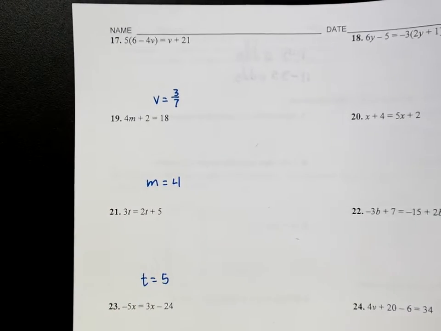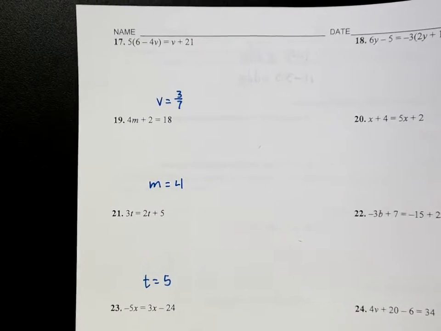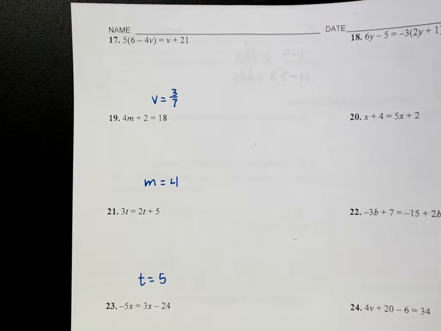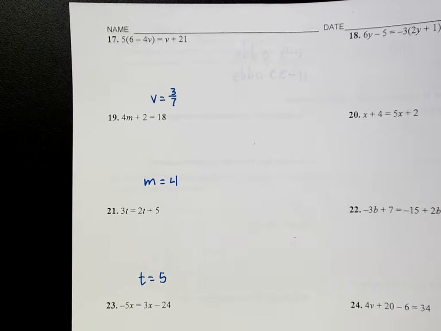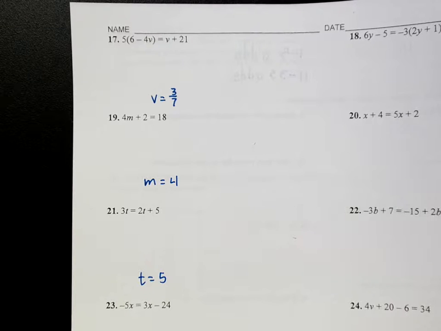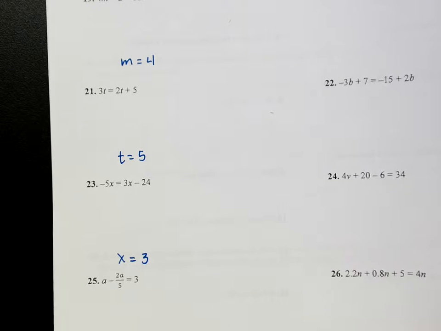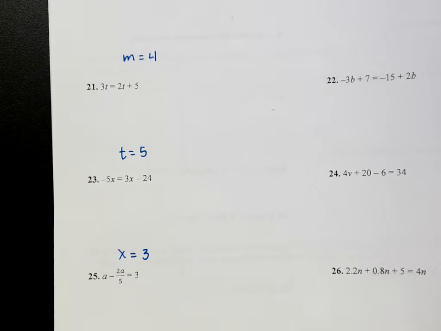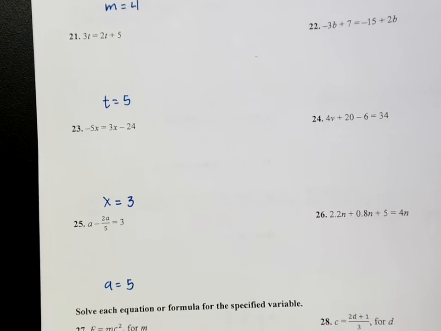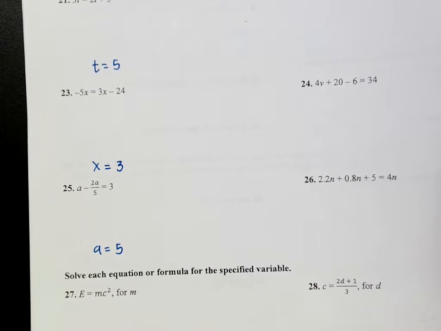There could be a mistake here and there. I try to be careful, more careful this time, the first time at least. We got 3/7 on 17. We got 4/19. We got 5 on 21. We got 3 on 23. 5 on 25.